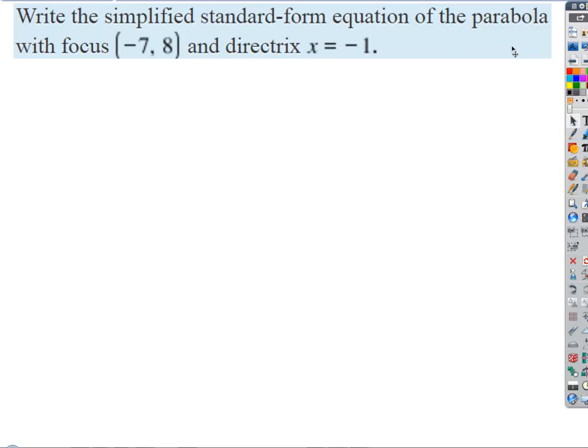Negative. Negative. Negative. And you see, because it has to go from G to F, so it's going up.